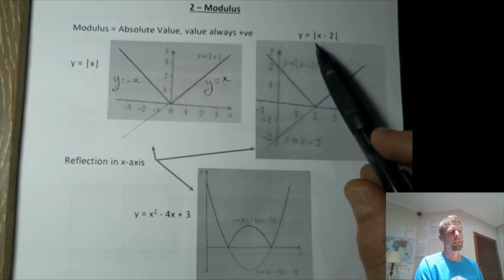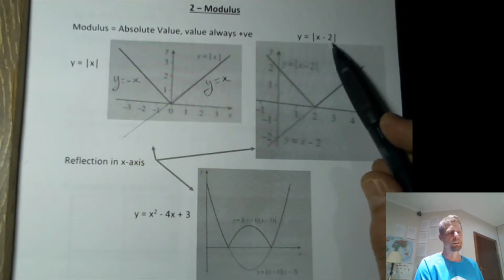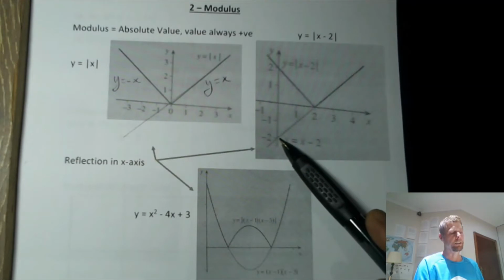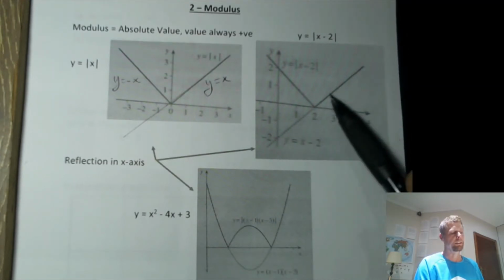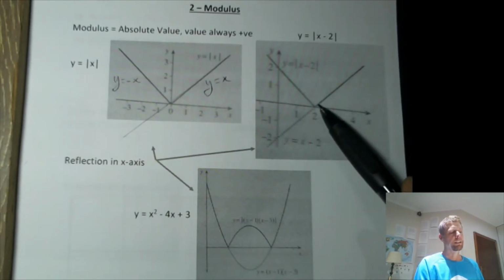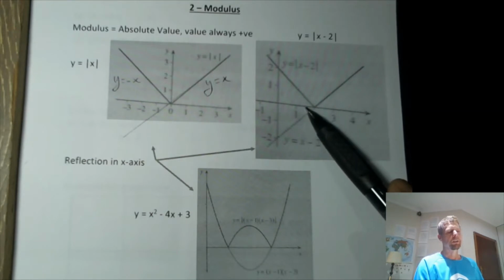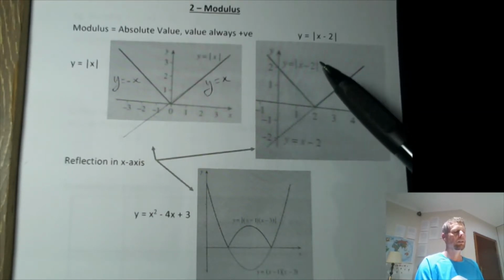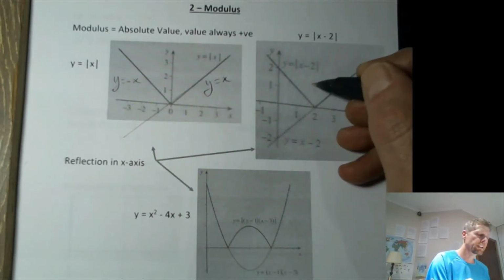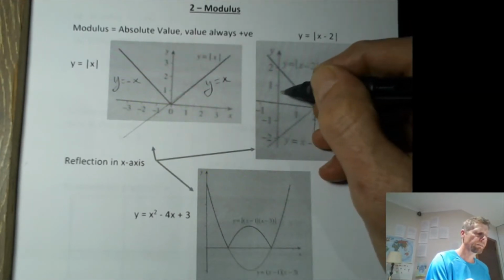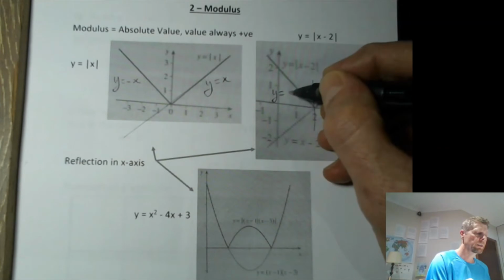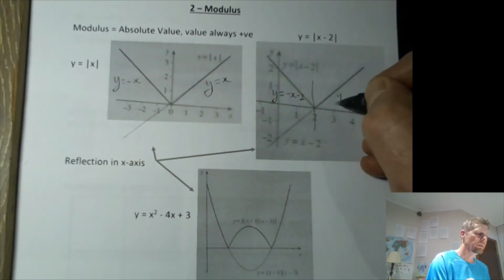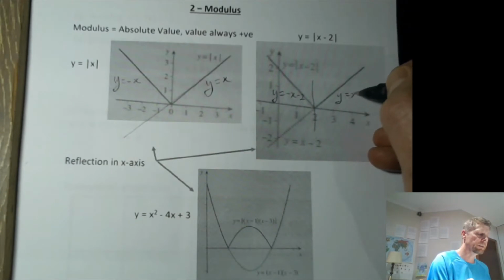Similarly, if we have an equation y equals mod x minus 2, we can easily plot the straight line that goes down to minus 2 with a gradient of 1, and there it is. And we can see that the minute x goes below 2, the sign goes negative, and we need to invert it. So for this section, to the left of the 2, we've got y equals minus x minus 2. And above that, we just have the normal function y equals x minus 2.